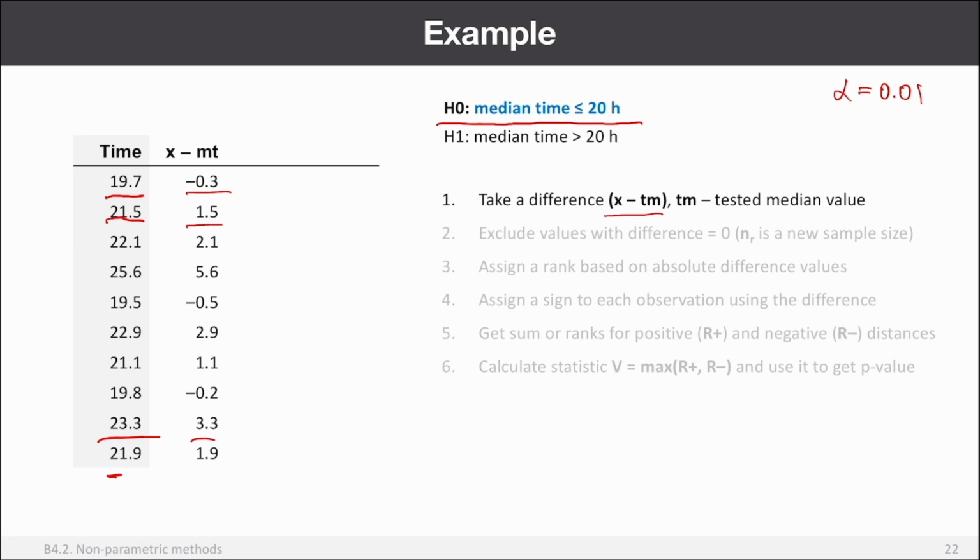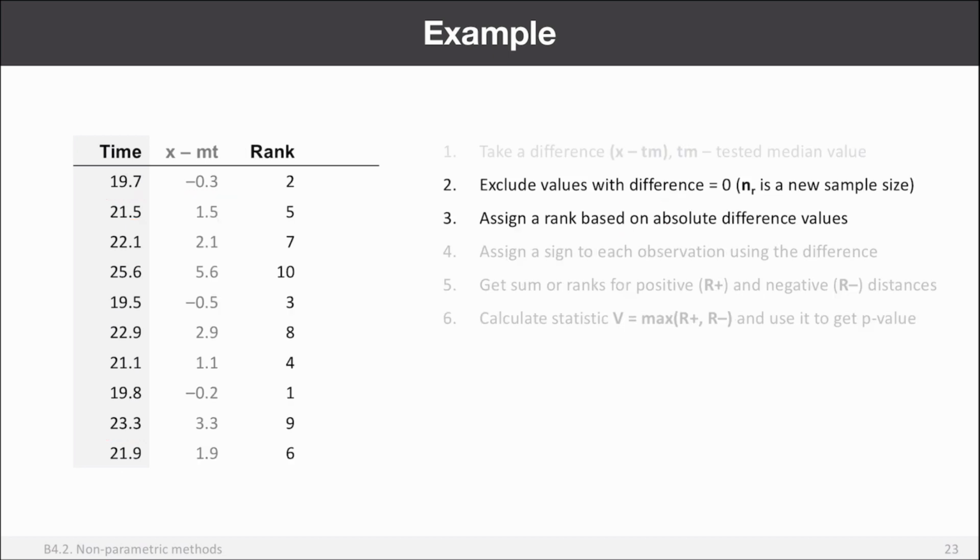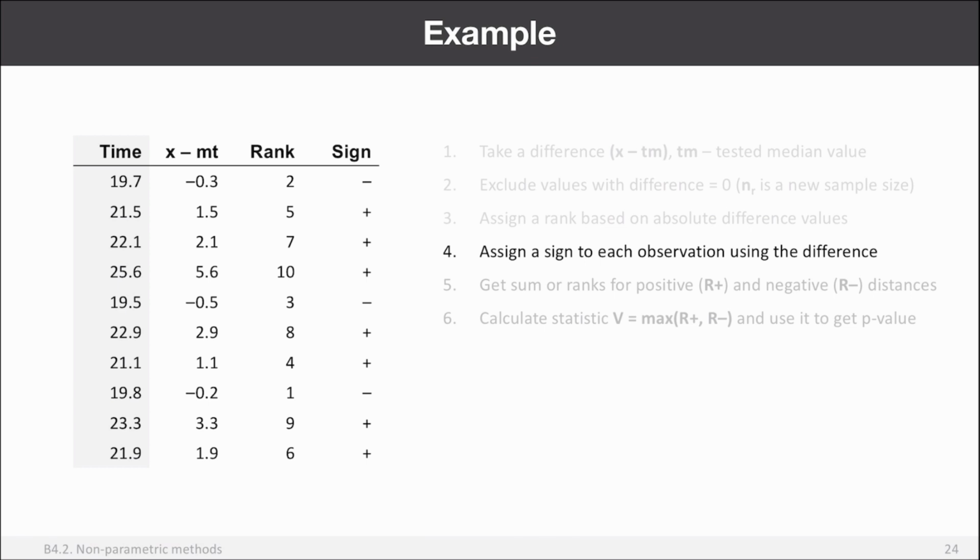Now, if we forget about the sign of these differences, we can also make the rank table, right? For example, without sign, this is the smallest absolute value, 0.2. This is the smallest distance we observe, and that's why it has rank 1. Then the next smallest distance, 0.3, has rank 2, and so on and so forth. So you can see that every distance now has a rank. But when we compute rank, we don't take into account the sign, whether it is negative or positive. Only absolute value.